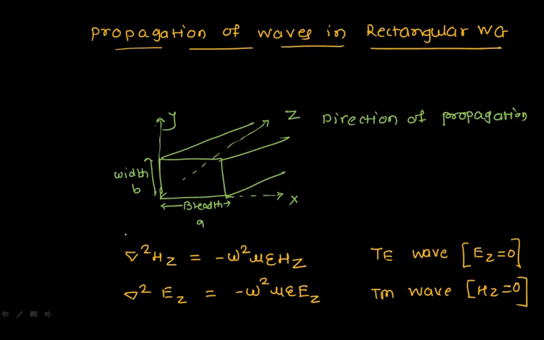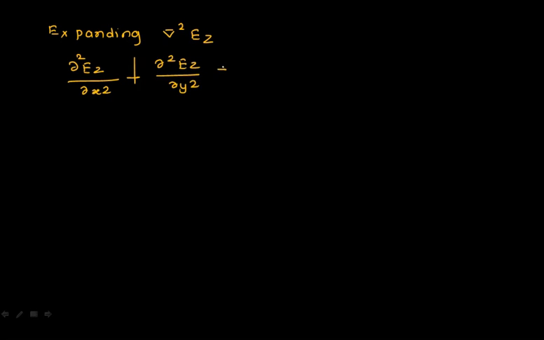Now expanding del square Hz and del square Ez in the rectangular coordinate system will give us, if I expand del square Ez, del square Ez by dx square plus del square Ez by dy square plus del square Ez by dz square is equal to minus omega square mu epsilon Ez, because our assumption here is that whatever transmission is happening is in the direction of Z. If my variations are sinusoidal in nature, then this kind of transmission will have this property. So my transmission will be in the Z direction.